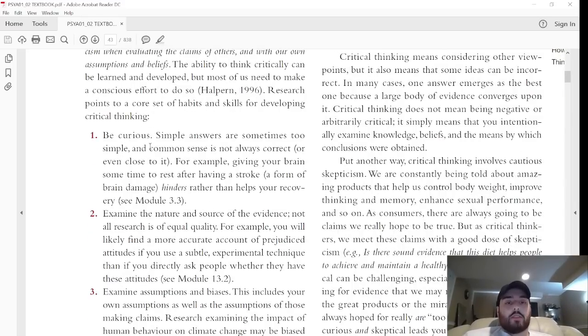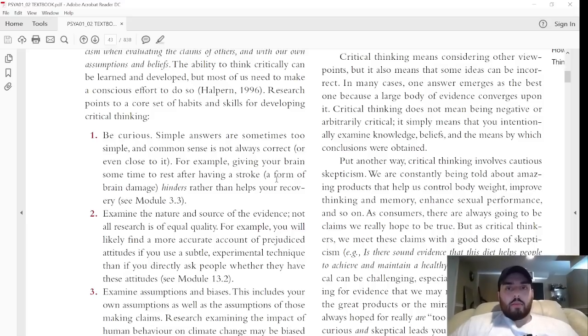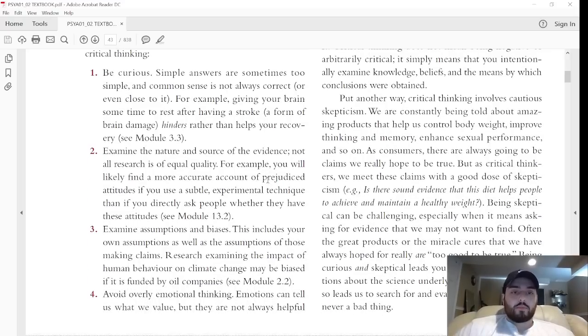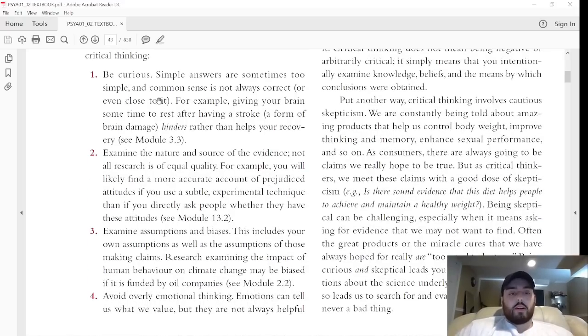So you want to be curious, right? Simple answers are sometimes too simple, and common sense is not always correct. For example, giving your brain some time to rest after having a stroke actually hinders rather than helps your recovery. And that would seem like common sense, but this makes sense because you're going to want to work your brain, obviously not overwork your brain if you've just had a stroke, but you're going to want to work your brain a healthy amount because you don't want the function of your brain to be lost. Right, so obviously be curious, right?